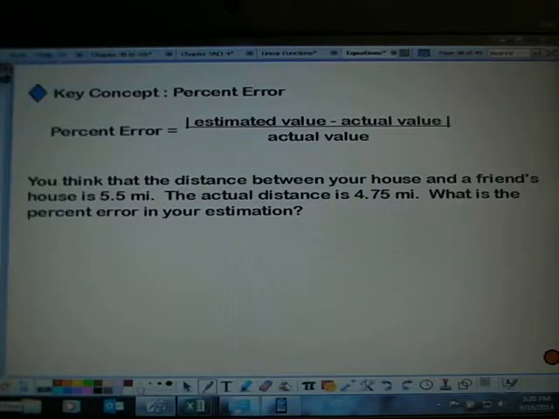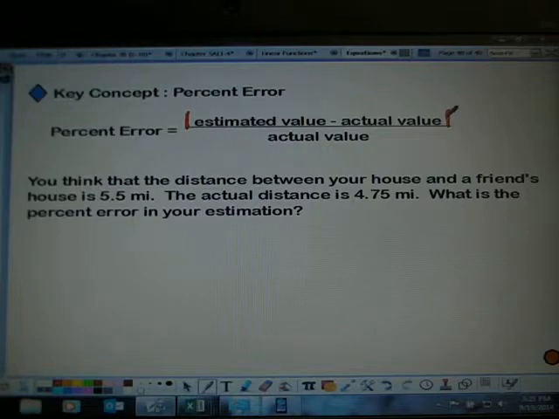Percent error. Percent error is similar to percent change, written a slight bit differently. We're working with absolute value signs here. This is absolute value. So that tells us we're always going to have a positive number there. Because when you subtract and take the absolute value of anything, it's positive. We're going to take our estimated value minus the actual value over the actual value.